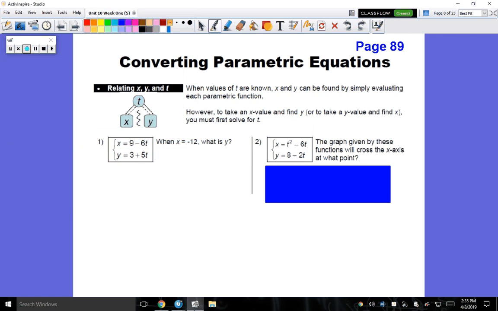Alright, Unit 10, Day 2. We are looking at converting parametric equations with real-world problems here as far as free body diagrams are concerned. Okay, little review.